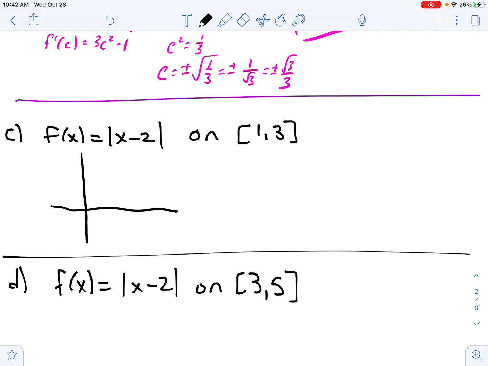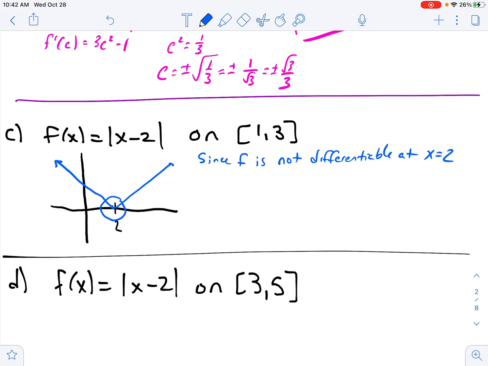Now, certainly that's continuous. There's not going to be any holes or jumps or anything like that. But what's the issue? As I draw this, you can probably see this is not differentiable at x equals 2. There's a sharp corner there. Since f is not differentiable at x equals 2, which is on this interval, Rolle's theorem does not apply.